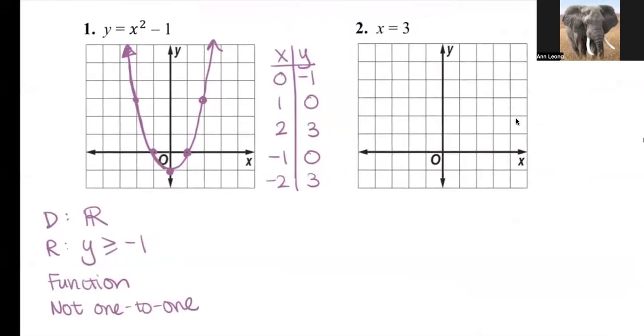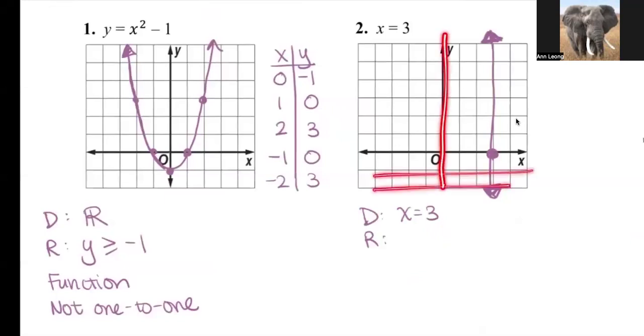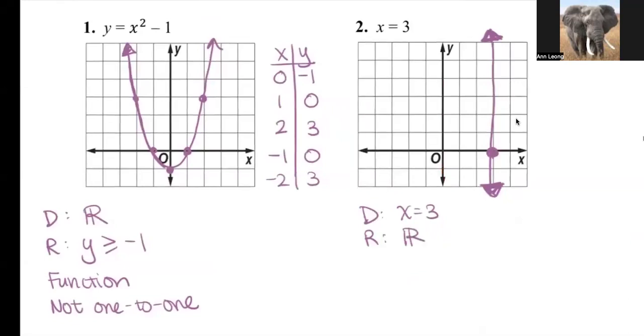Let's go ahead and try this next one. All right, so this one is a vertical line, x is equal to 3. So the domain for this one, if I'm going along the x-axis, the only time I hit graph is right at 3. So the domain here is just x is equal to 3. The range, however, as I scan along my y-axis, I have every single y value possible on this graph. So this is going to be all real numbers.